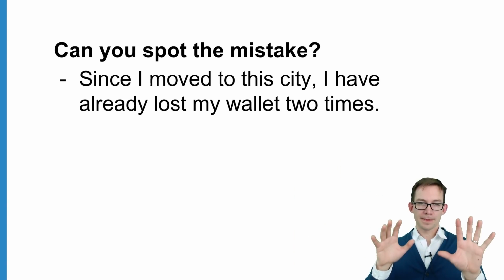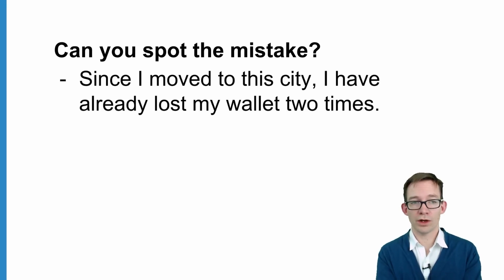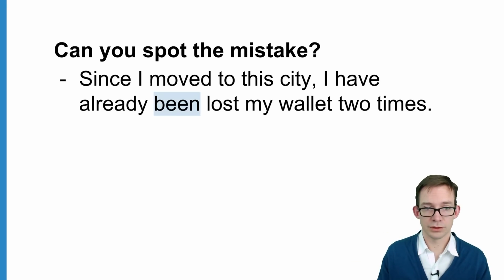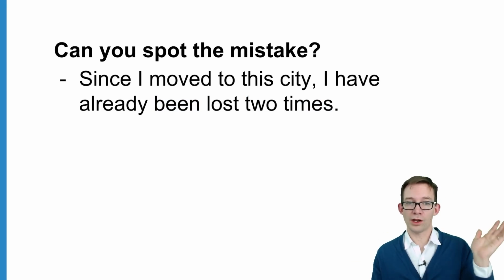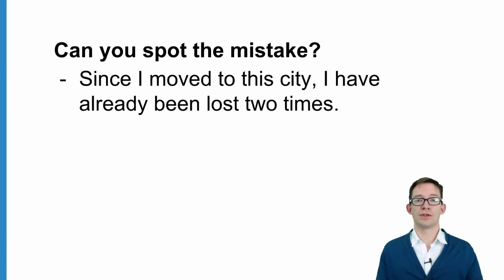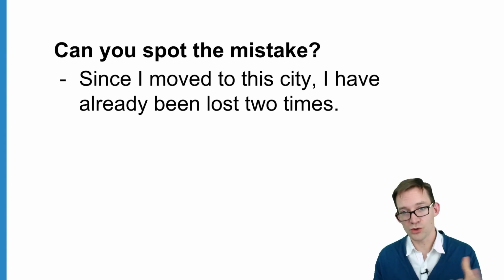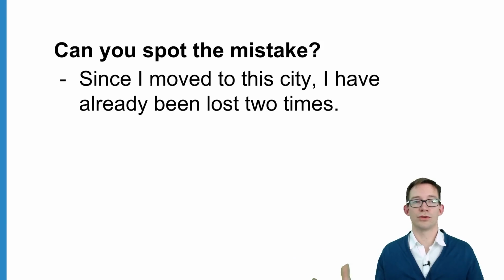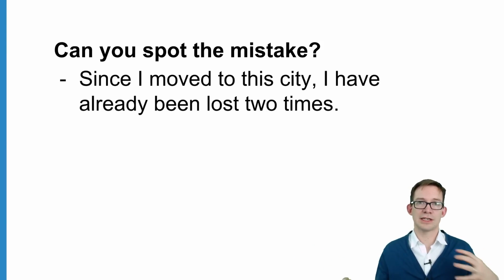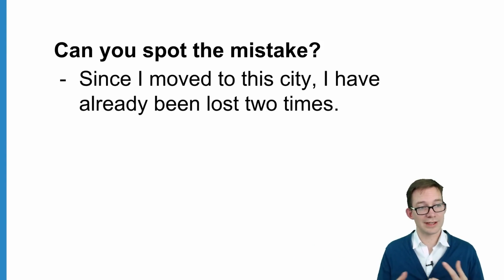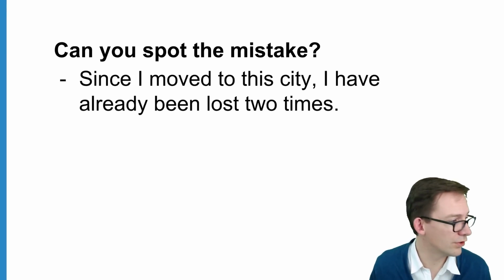But that's if you want to talk about your wallet. If you want to talk about you, then you can take that wallet out and say, since I moved to this city, I have already been lost 2 times. Again, that means you have lost your way. You don't know where you are, right? So 2 different things. You have to decide what is the subject, what is the agent of the verb, what is the object.